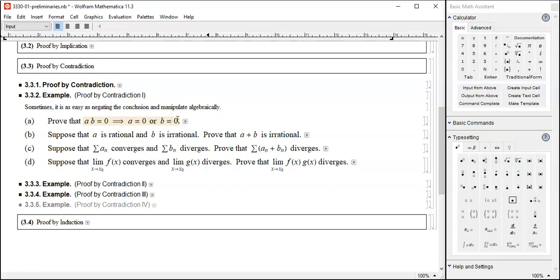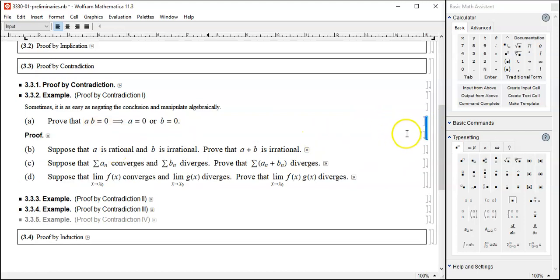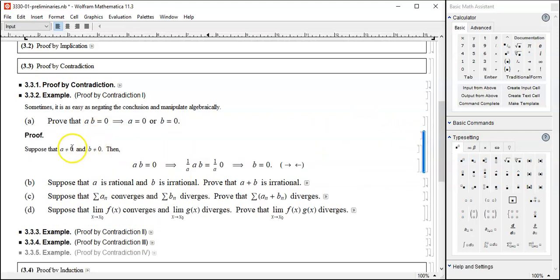Okay, how do we prove it? Let's use proof by contradiction. Let's suppose this is false, which means neither is 0. So let's suppose A is non-zero and B is also non-zero. Neither is 0.